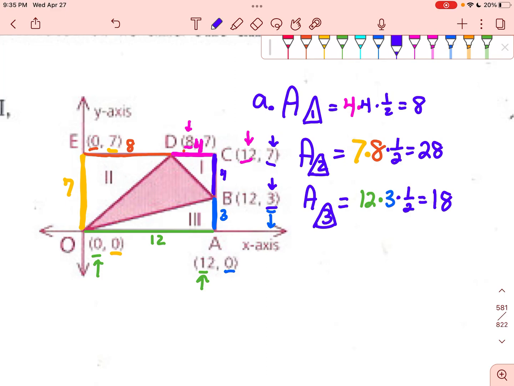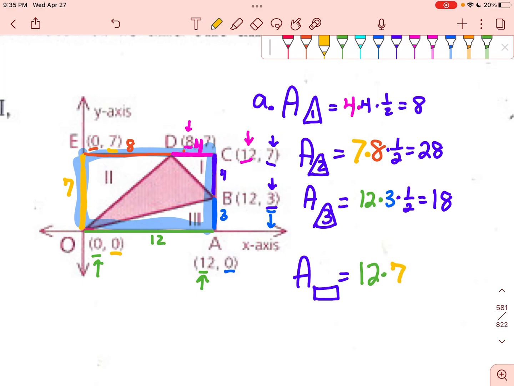The shaded triangle, what I would do is I would find the area of the rectangle. So find the area of this entire blue rectangle right here. And of course, to do that, it's just the green side, which is 12, times the yellow height, which is 7. Keep in mind we want you to practice mental math. So 7 times 10 is 70. 7 times 2 is 14. 70 and 14 gives you 84.